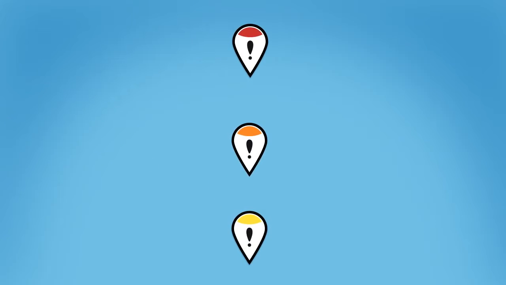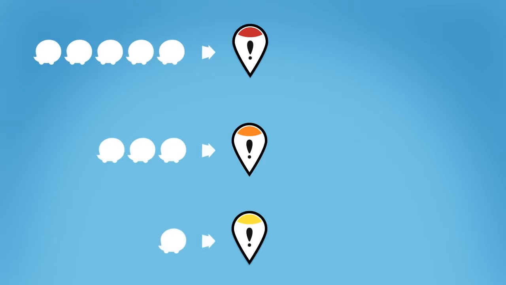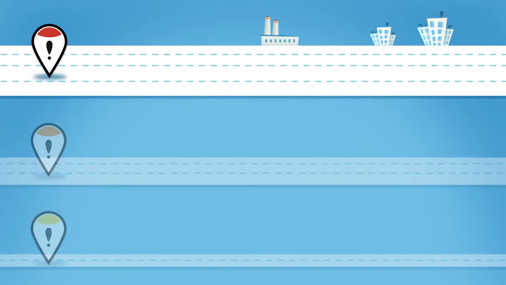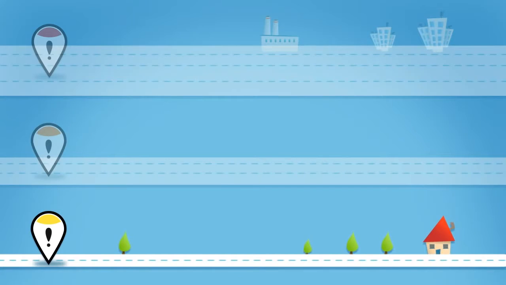We determine the severity of the problem by evaluating how many people will be affected by the map error. So naturally, problems in high volume areas will appear as red, while problems in your local neighborhood might appear as yellow.